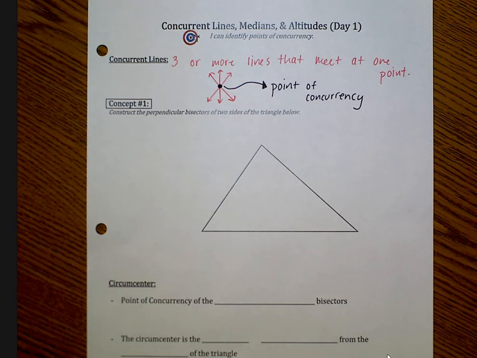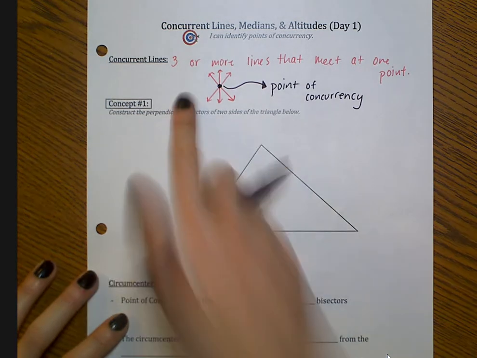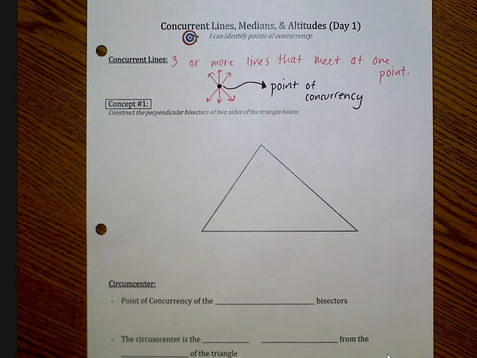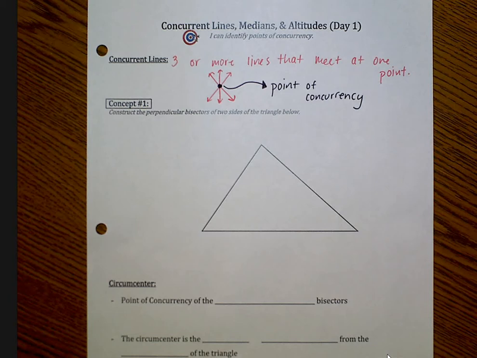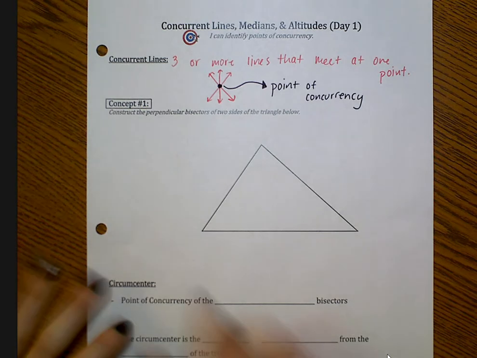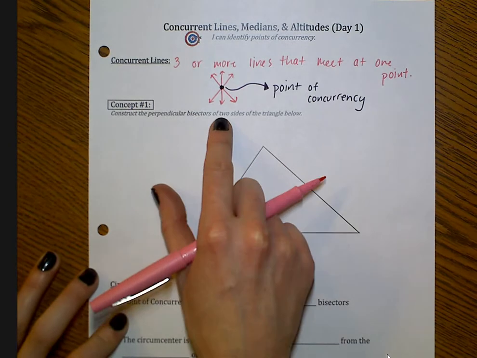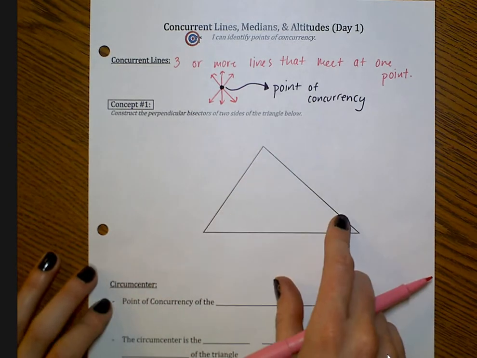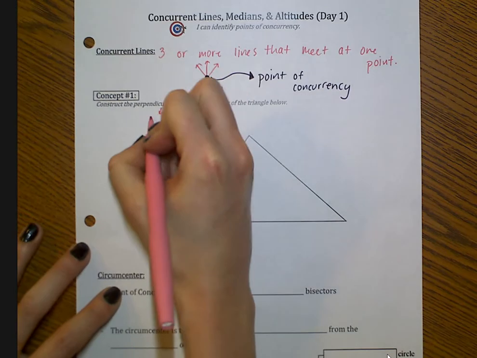So, like I said, this whole week and for this 2-day lesson that's going on, it's all about different kinds of concurrent lines. So, we're going to use our contractor to draw a picture of this first set of concurrent lines. It says here, construct the perpendicular bisectors of 2 sides of the triangle below. So that's the fish thing, if you remember that with our contractor stuff.